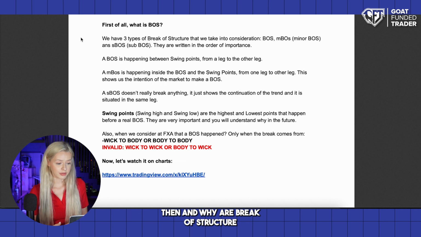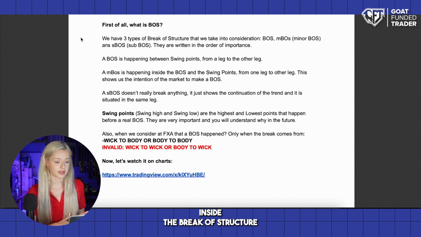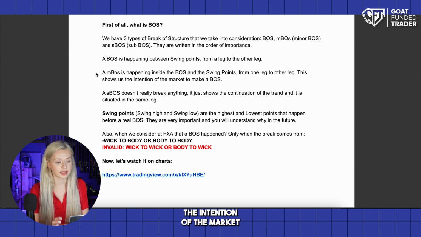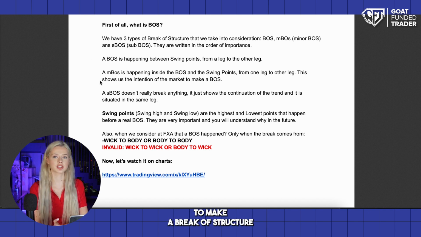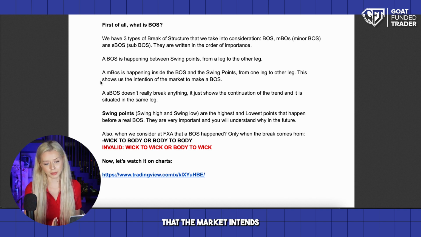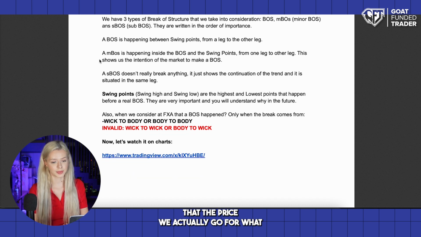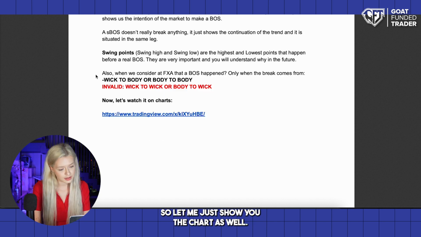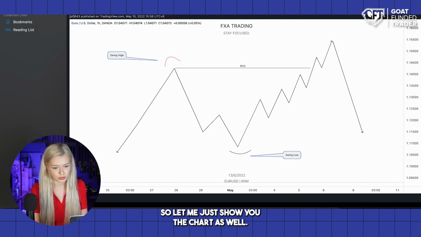Then a minor break of structure is happening inside the break of structure and the swing points from one leg to the other leg. This shows us the intention of the market to make a break of structure. So it's not literally a break of structure, but it shows you that the market intends to make one in the future, that the price will actually go for what you're expecting. It's not a change of character, it's not a break of structure, it's a minor break of structure in between. So let me just show you the chart as well.